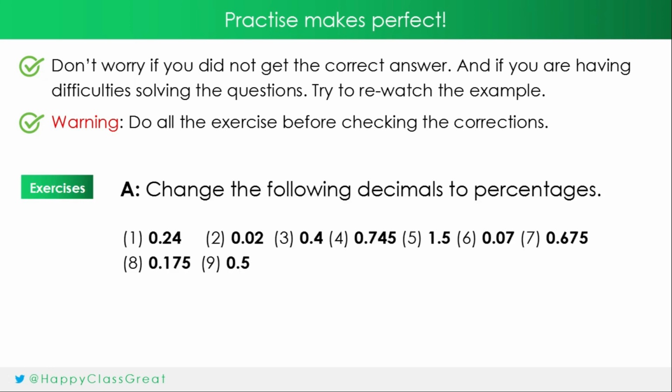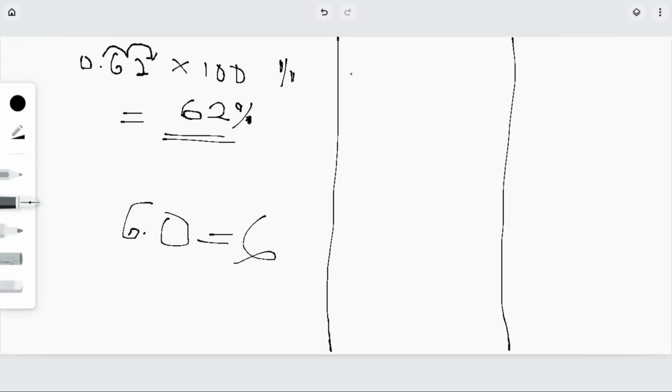Change the following decimals to percent. The first one is 0.24, the second 0.02, the third one 0.40, the fourth one 0.45, number 5 is 1.5, number 6 is 0.07, number 7 is 0.675, number 8 is 0.175, and number 9 will be 0.5. So change all the nine decimals to percentage, and make sure you pause the video now and do it before you watch my answer. Now I believe you did the exercise, so let's move to the first one.